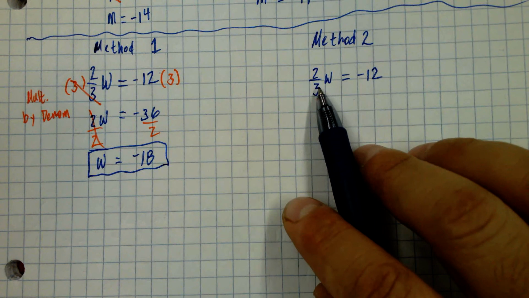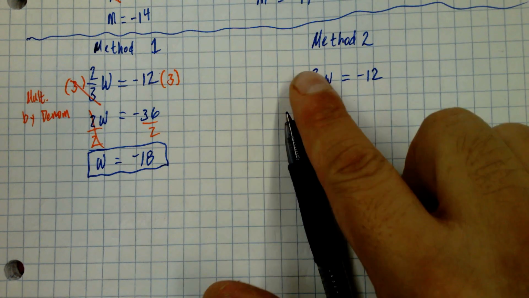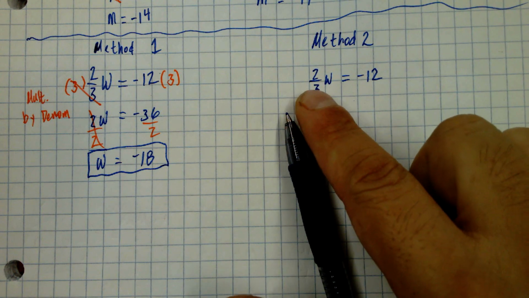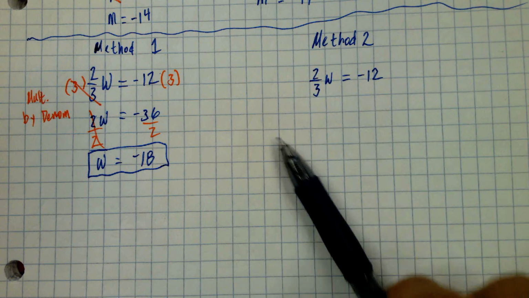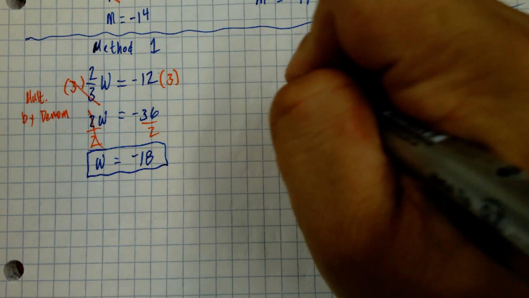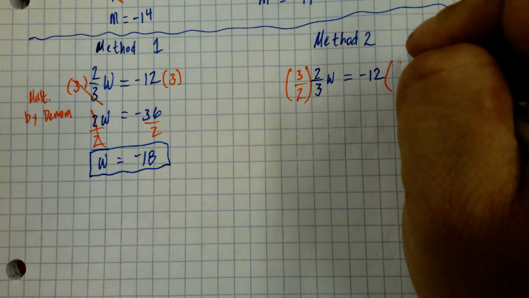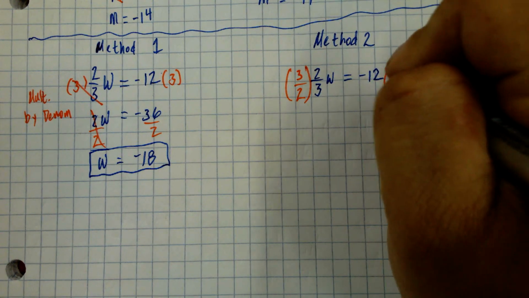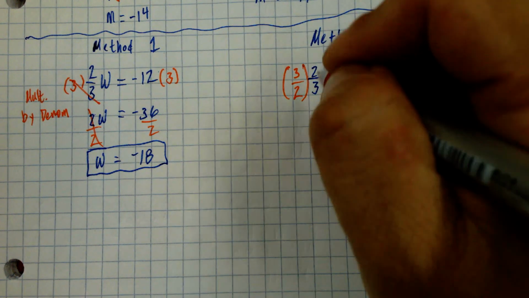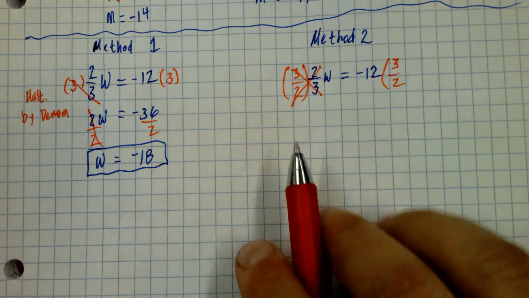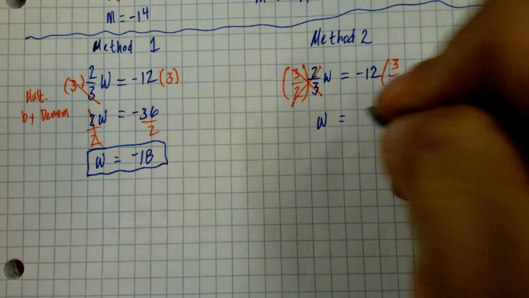Let's try that over here. Method 2 is you want to create a 1 here. What number can I multiply 2/3 by to make that a 1? 3/2. The reciprocal. Okay? Because look what happens here. 3 cross cancels with 3. 2 cross cancels with 2. We get 1 W, just W.